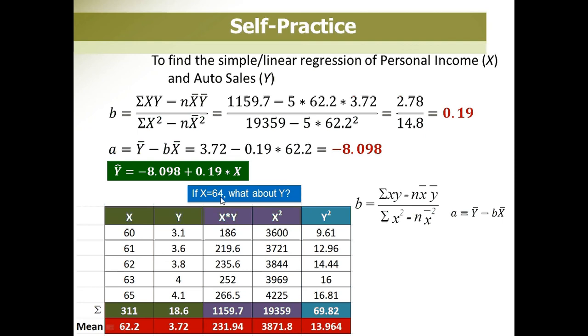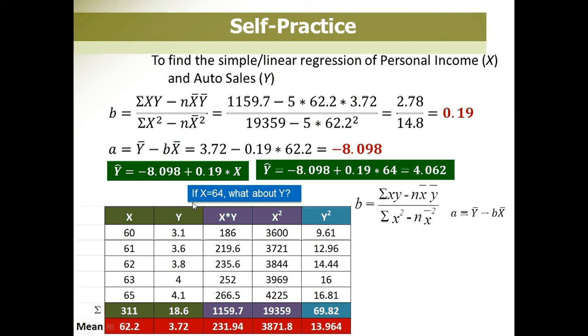Now we know the person's daily income is 64 euro. And then we use 64 to replace x. Then we get 4.062. So, if we know the person's income, we can predict how many autos he tends to buy.